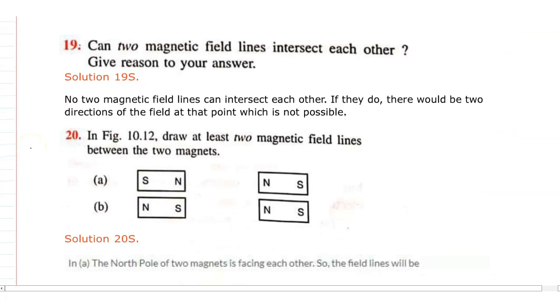Can two magnetic field lines intersect? No. I have told the reason: the tangent of a field line denotes the direction of the magnetic field intensity. So if two magnetic field lines intersect, then at the point of intersection we get two tangents, so we get two directions of the magnetic field, which is not possible.